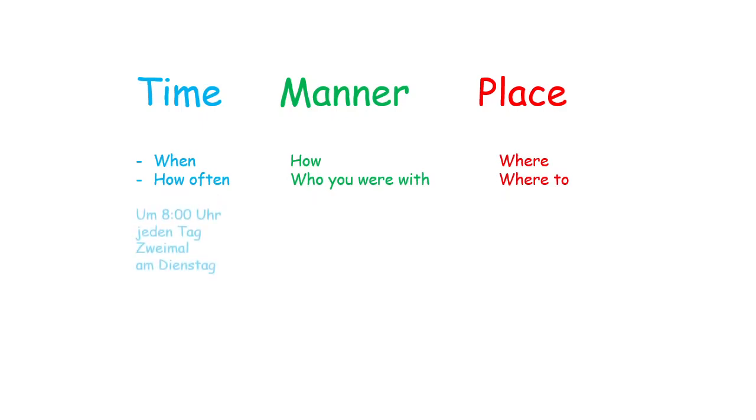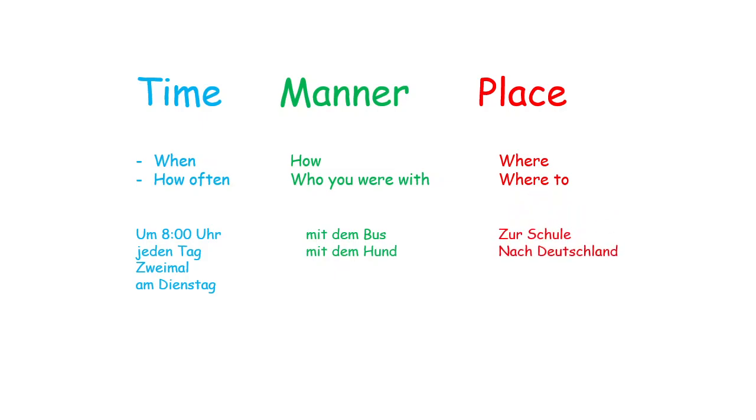For example, time means 8 Uhr, at 8 o'clock. Jeden Tag, every day. Zweimal, twice, 2 times. Am Dienstag, on Tuesday. Manners: mit dem Bus, with the bus. Mit dem Hund, with the dog. And place is zur Schule, to school. Nach Deutschland, to Germany.